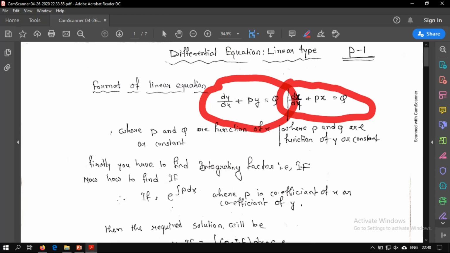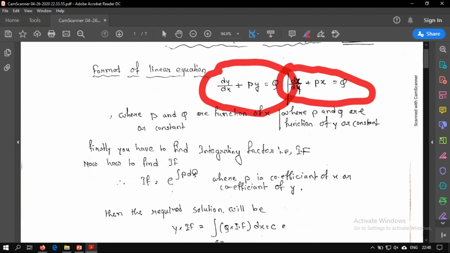Okay, let's start the procedure of finding the integrating factor. Firstly, you have to find the integrating factor, that is IF. IF is equal to e to the power integration of P dx. Here, what is P? P is the coefficient of y or the coefficient of x, depending on the format.